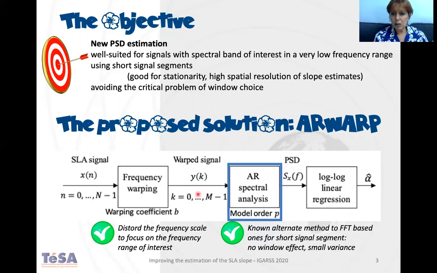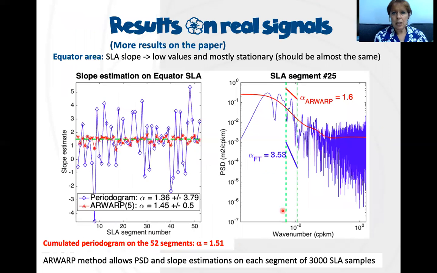The main idea is the spectral analysis, which is not FFT based, but rather based on autoregressive modeling, AR. This AR spectral analysis is well known as an alternative to FFT-based methods for short signal segments. No window effect, small variance, as you will see in the next slide. More details are given in the paper. Here are some results on real signals. More validation, more results in the paper.